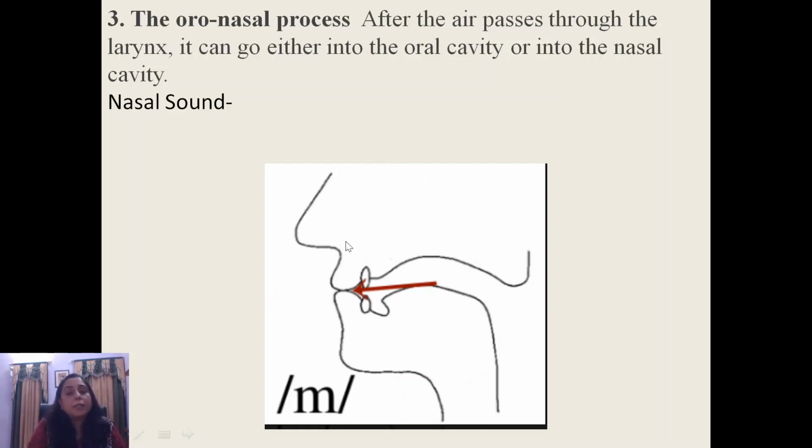Otherwise, either the sound is nasal, when there is a complete closure of the mouth, or there is oral articulation, when this area of the mouth makes a complete closure so that air cannot escape through the nasal cavity, and the sounds are produced by the oral cavity. So there are two processes, the oral process and the nasal process. After the air passes to the larynx, it can go either to the oral cavity or into the nasal cavity.